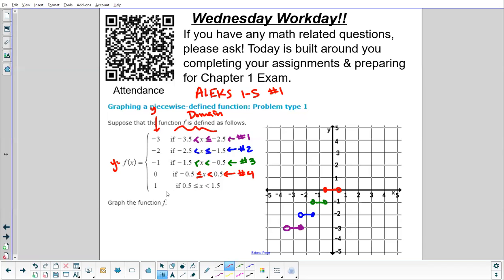And now finally, the y value of 1. Let's see, what color have I not used yet? Black I haven't used, so let's say this one's number 5. From 0.5 to 1.5 on the x-axis, we'll have a y value of 1. Closed, followed by open. Connect them, and that's what this graph would look like.